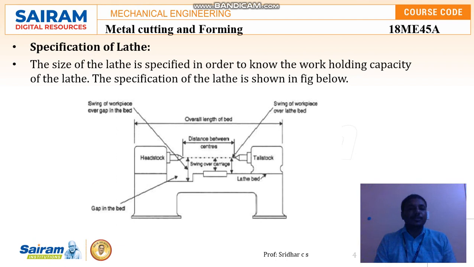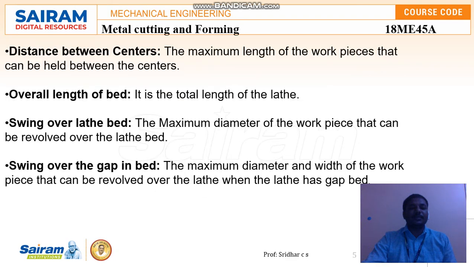So that is the reason there are some standard specifications maintained in order to convert these motions into mechanisms for a machining process. Those standard specifications are followed during the designing and manufacturing of lathe machines. So these are some of the specifications of the lathe. Now we'll see what the specifications are.